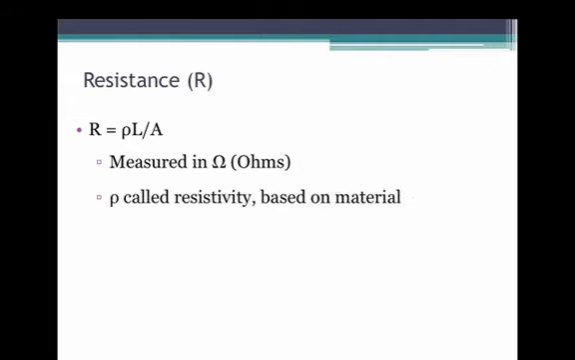Now that rho is where the materials come in. Rho is called the resistivity. And basically there's a table of them. There's a chart of all different resistivities of materials. So if it's copper, it has a certain constant value. If it's gold, it has a certain constant value. If it's tungsten, it has a certain constant value. And the unit of resistivity is the ohm meter.